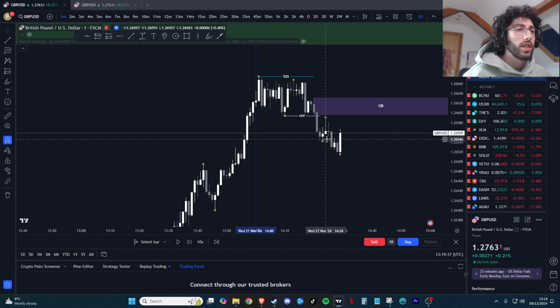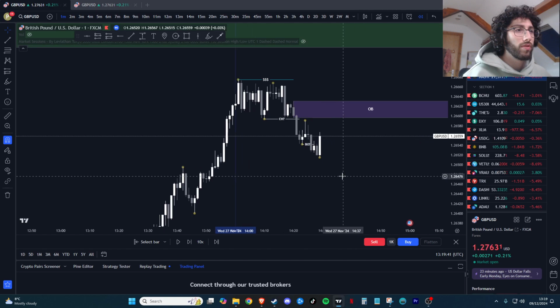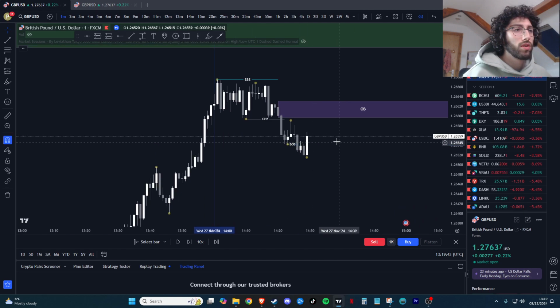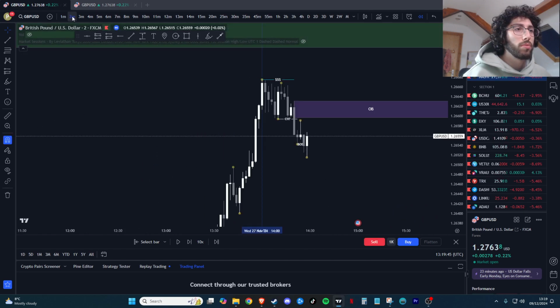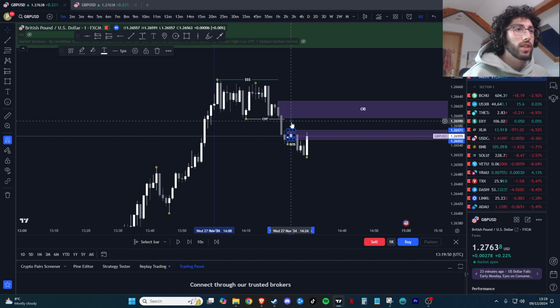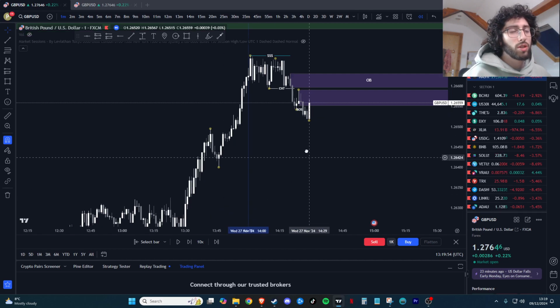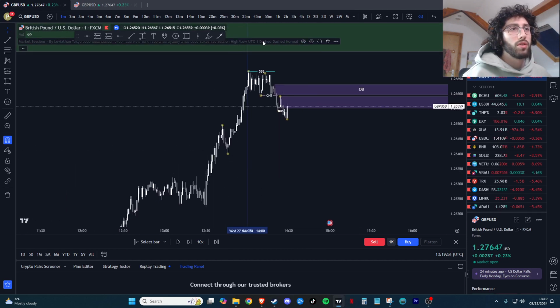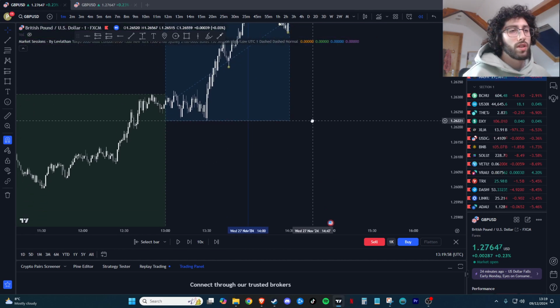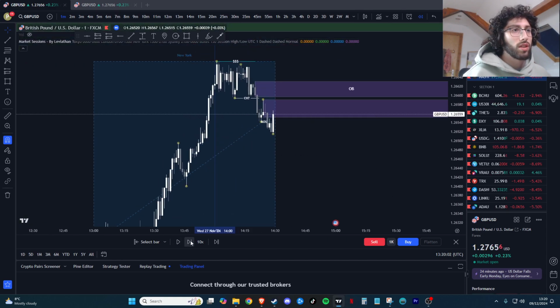Seeing as this created another break of structure, scale out to the 2 minute. You can mark pretty much this as another order block. So we would have been tapped into the first one, and you can aim for the London low. So let's see how that played out.